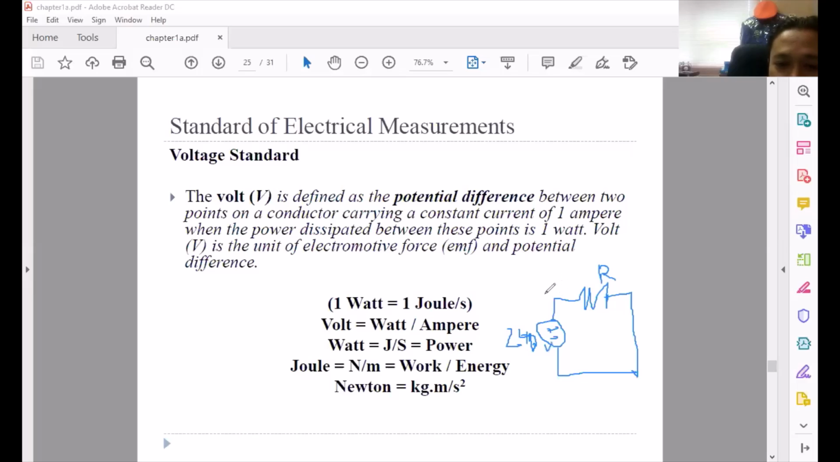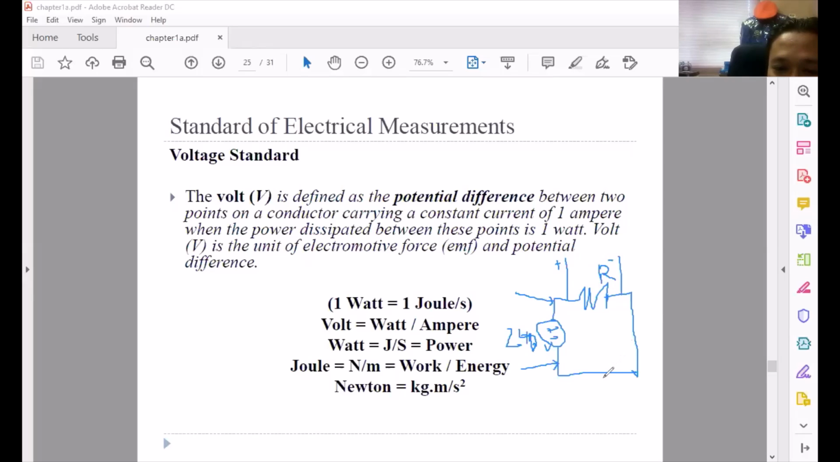To measure the voltage, you can tap your digital multimeter here. For example, this is your positive and this is your negative, so you can measure the voltage here. If you measure the voltage, you connect in parallel. For example, if you want to measure the voltage across the resistor, you tap here and another one tap here, with this positive and this negative, using the digital multimeter.